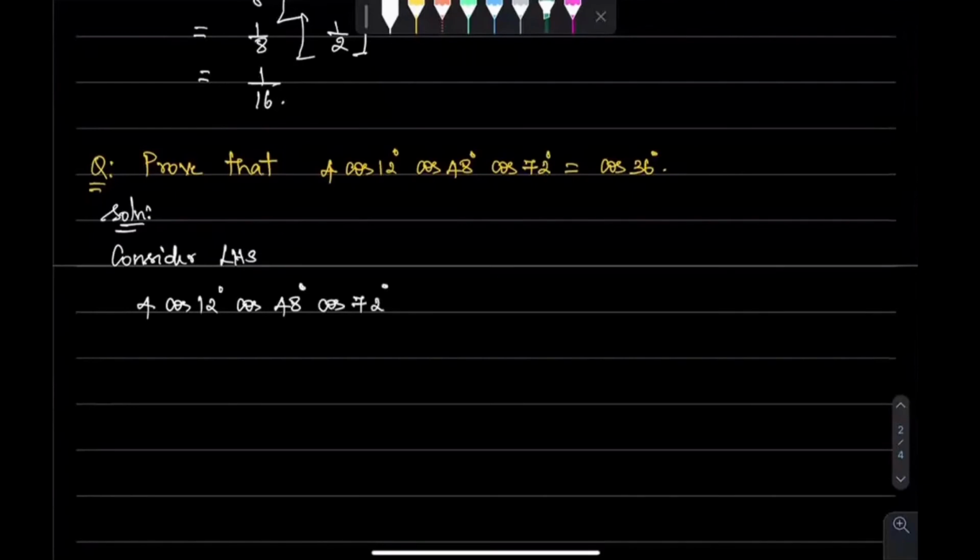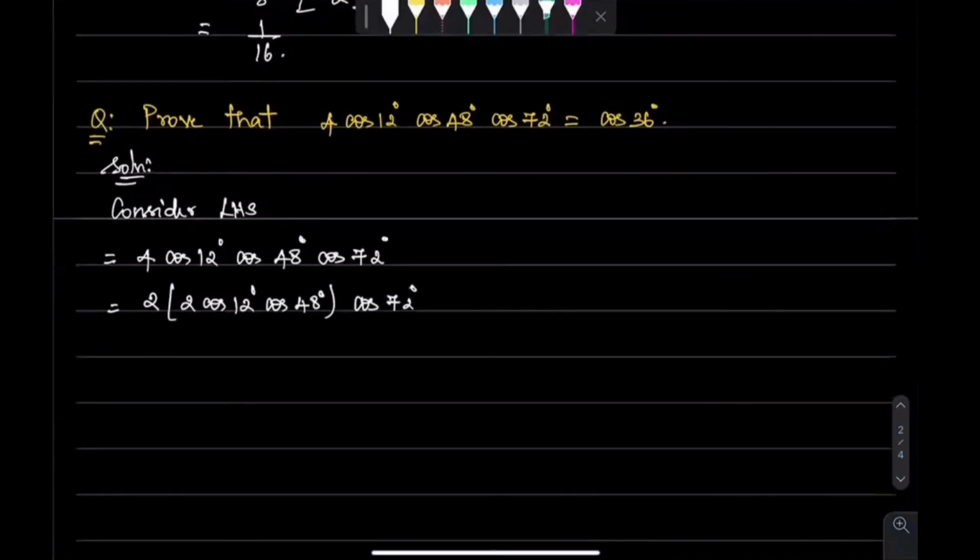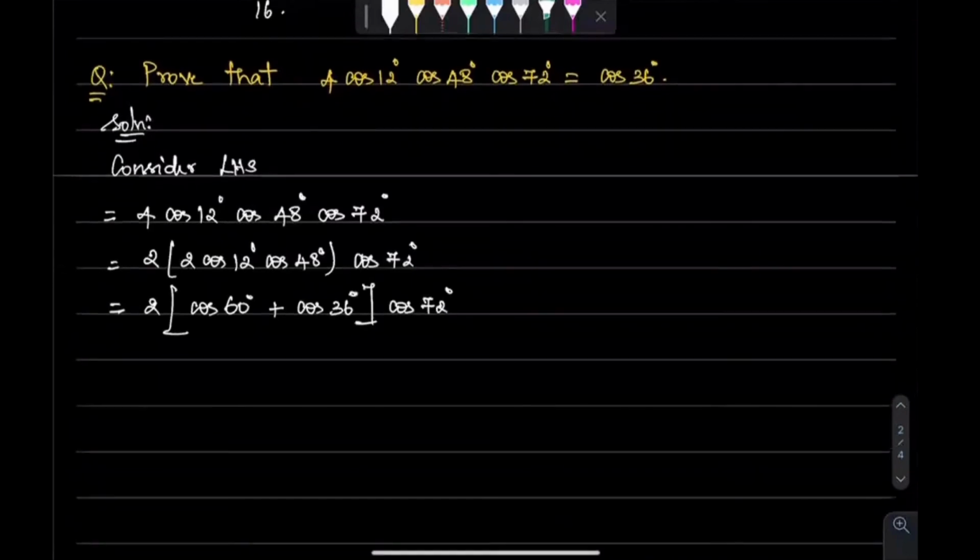Can you tell me, children, how to do it? Sir, consider cos 12 first. Cos 48 we can group and do. Yeah. So can I take 2 times of 2 cos 12 degree and cos 48 degree? Can I take that 2 from here? Cos 72 degree. So now what is 2 cos A cos B? 2 cos A cos B is nothing but cos A plus B, which is 60 degree, plus cos A minus B, which is 36 degree. I can take it the other way around. Again cos 72 degree, children.